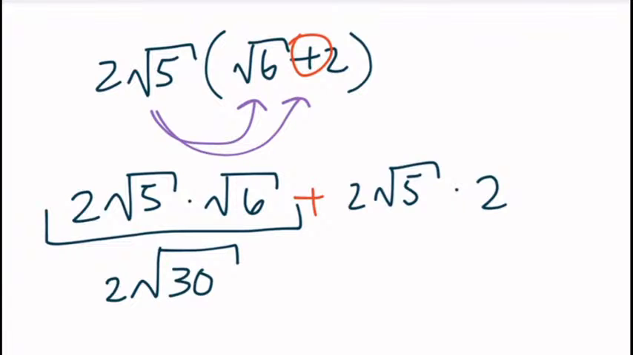And now we do the other part of the addition, which is 2 radical 5 times 2. And since 2 stands alone, treat it just as another coefficient. So we do 2 times 2, which is 4, and then stick on the radical. So now we have to add these together.